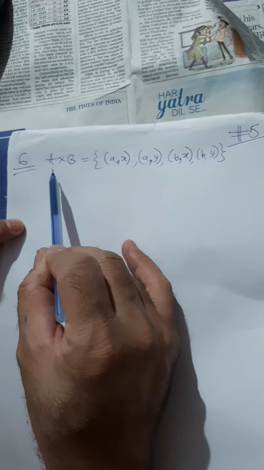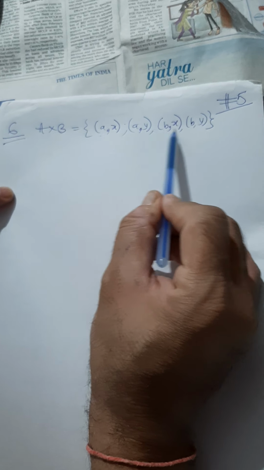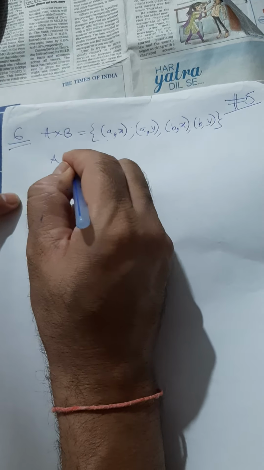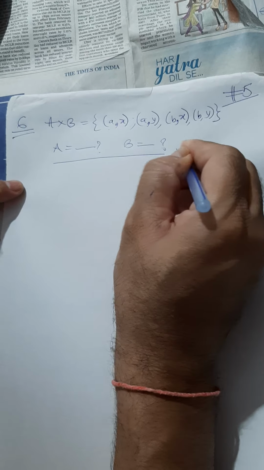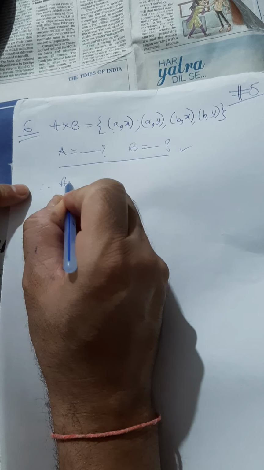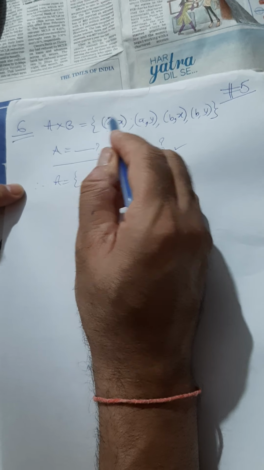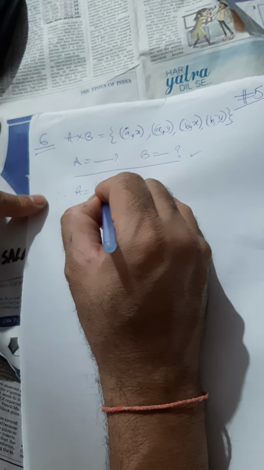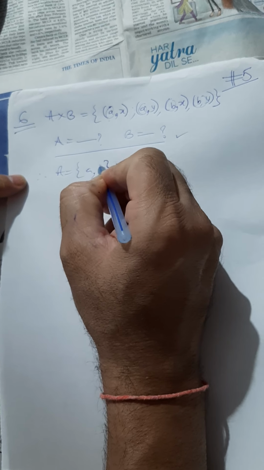So here you are given A cross B in question number 6, consisting of 4 ordered pairs, and you are asked to find set A and set B. Which is very simple. A would be the set of all members which are at the first place. So A, B, B. But you cannot repeat the members, so it is just A, comma B. All elements which are at the first place.